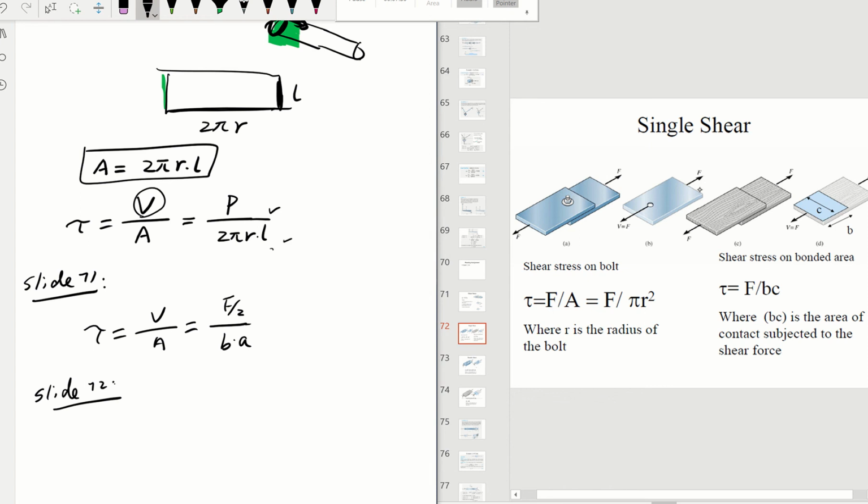V here is going to be equal to F, and the cross-section area will be pi r squared. R is going to be the radius of that hole on that bolt.